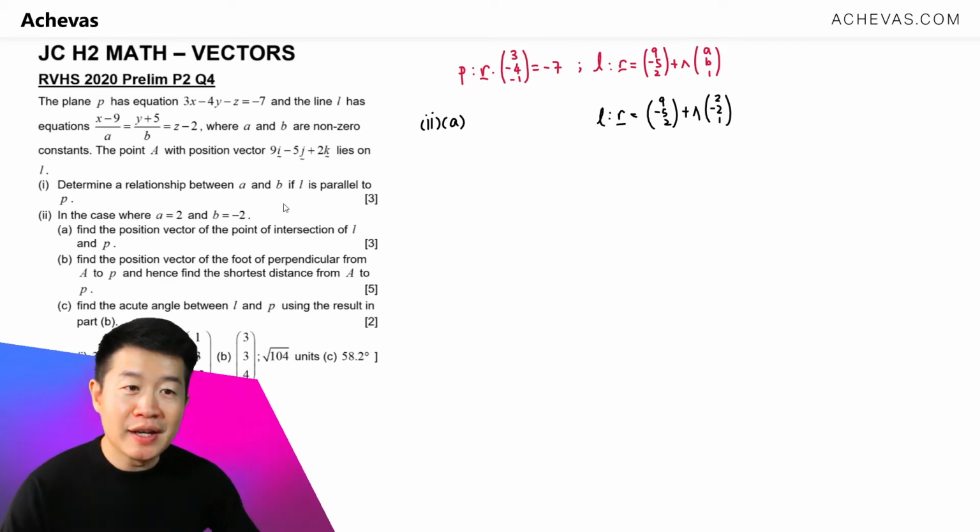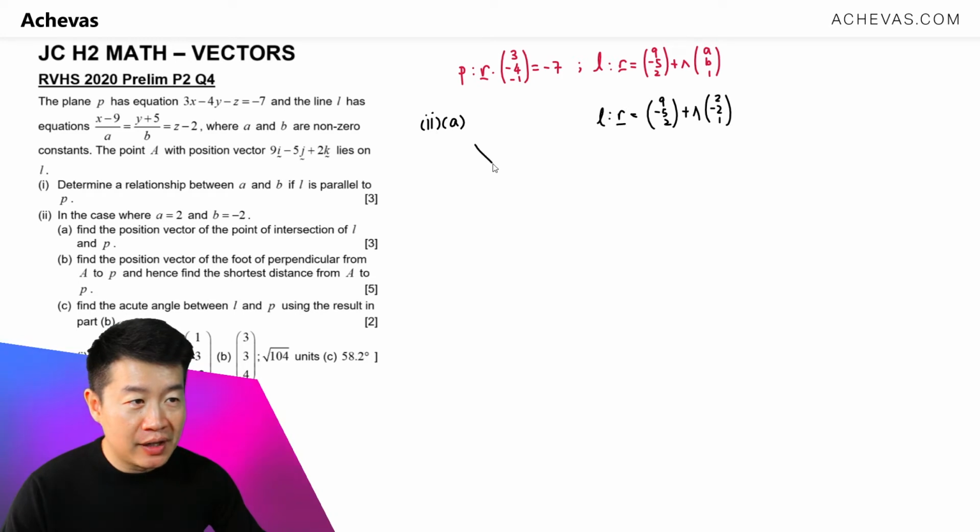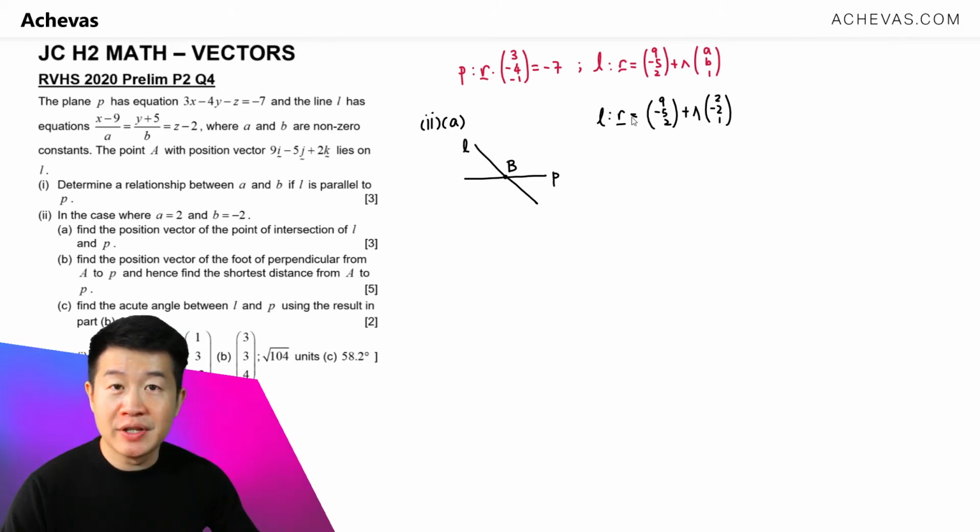And this is the reason why it is possible for the question to mention the intersection between this line and the plane. Because when the line and the plane are not parallel to each other, they will be intersecting at a point. I'm going to call this point B, and I'm going to try to find the position vector of this point B. To find this position vector, I'm going to solve this as a pair of simultaneous equations, because at the point B, they are going to be sharing the same r.